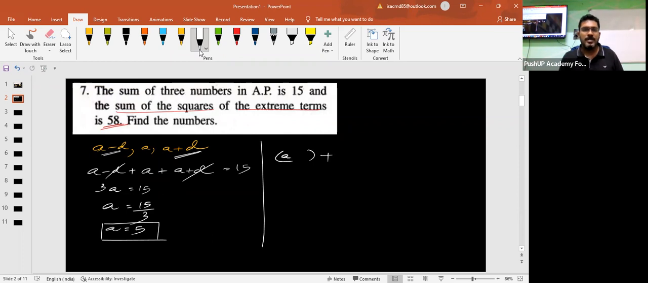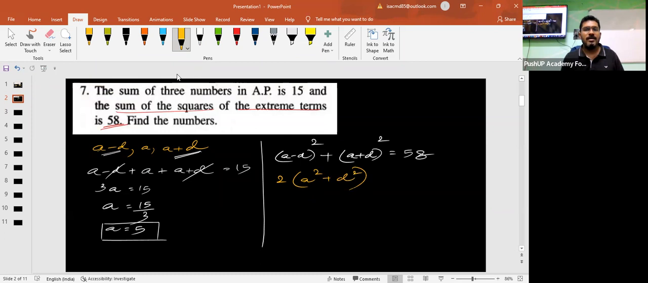extreme terms. First extreme term is A minus D, and the square of the first extreme term is A minus D the whole square, plus the square of the other extreme, that is A plus D the whole square, will give you 58. Now, A minus D the whole square plus A plus D the whole square will be 2 times A square plus D square. Yesterday also, we did a sum based on this. You had written the formula also, no? Which is equal to 58.